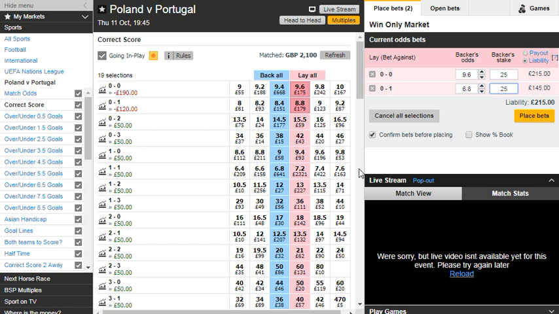Now our liability is 120. We've left the 1 or the 215 behind, and we've also doubled our profit on the other scores. We were 25, we're now 50.